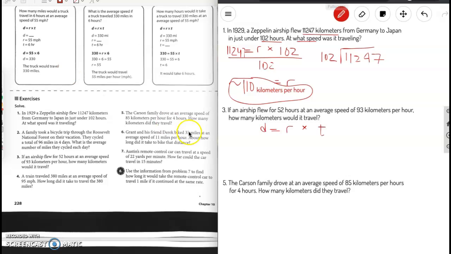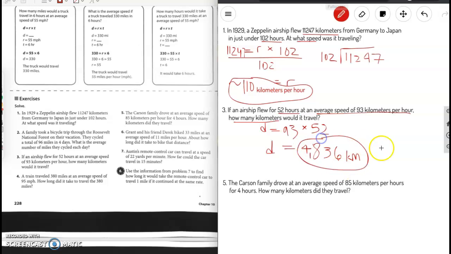Number 3: if an airship flew for 52 hours at an average speed of 93 kilometers per hour, how many kilometers would it travel? So we're trying to find what? The distance, how many kilometers? What's the rate? How fast can it go? 93 kilometers per hour. So we're going to substitute. And what's the time? 52 hours. D equals 93 times 52, so 4,836 kilometers.